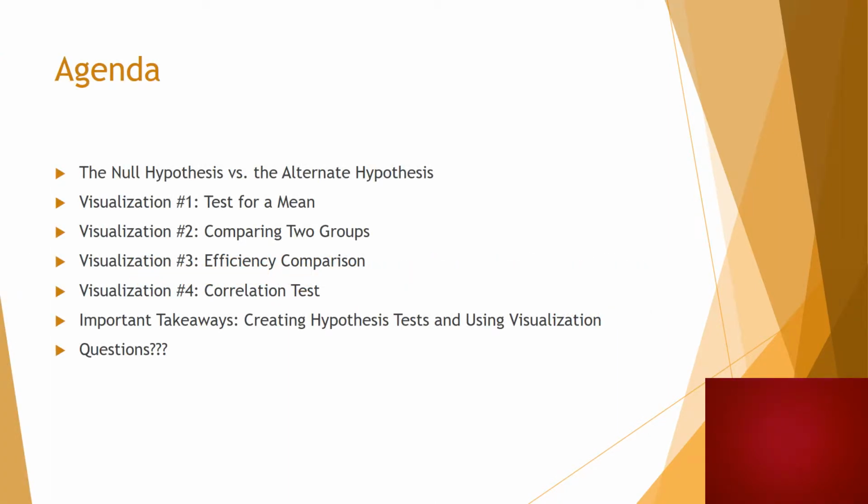So first, our agenda. We will discuss the null hypothesis versus the alternate hypothesis. Visualization number 1, we'll talk about a test for a mean. Visualization number 2, comparing two groups. Visualization number 3, efficiency comparison. On visualization number 4, we will discuss correlation test. And then we'll have a slide with important takeaways, creating hypothesis tests, and using visualizations. And then we will wrap up with any questions.